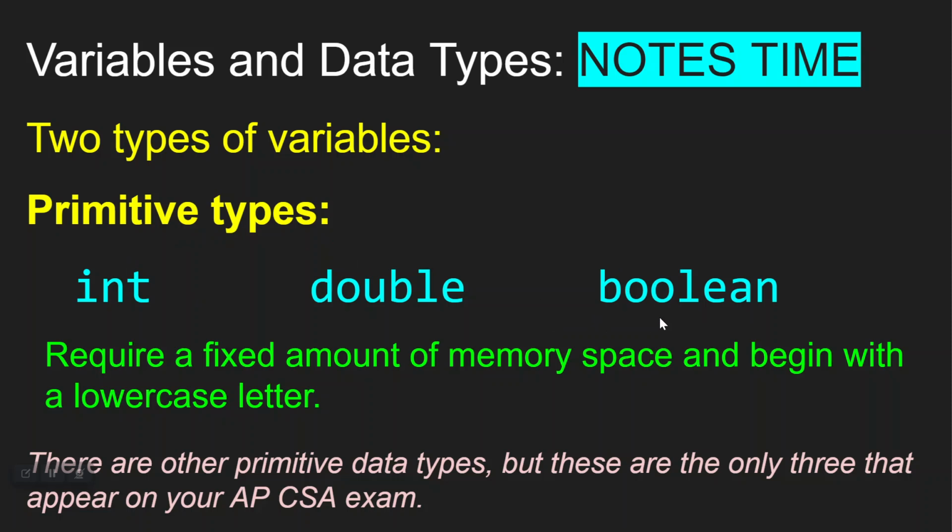Now, it's good to know that there are also other primitive data types, such as char for character, and long and short for some of the different numbers that you can have. But these three, int, double, and boolean, are the only three that appear on your AP CSA exam. So for the most part, they're the only three that we're going to be really dealing with in the class.